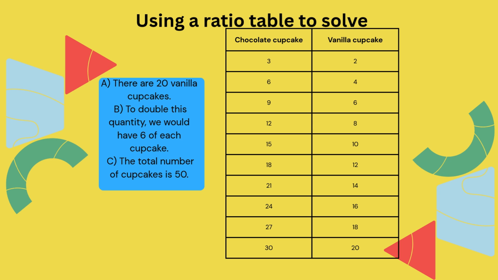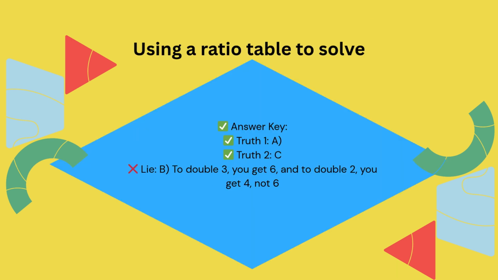And then if you continue and go down to 20 vanilla, you would see that yes, if we had a total of 30 chocolate cupcakes, it's equal to 20 vanilla cupcakes. So A is right, and there is a total of 50 cupcakes. Okay. And here it's telling us the key to the answer. B is a lie. To double 3, you get 6. To double 2, you get 4, not 6.